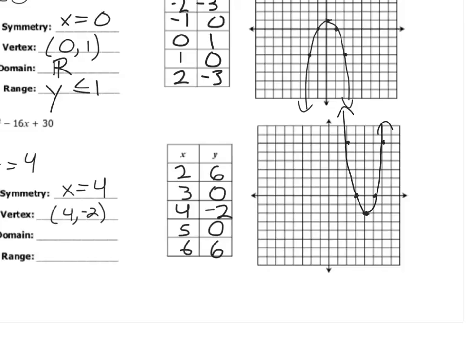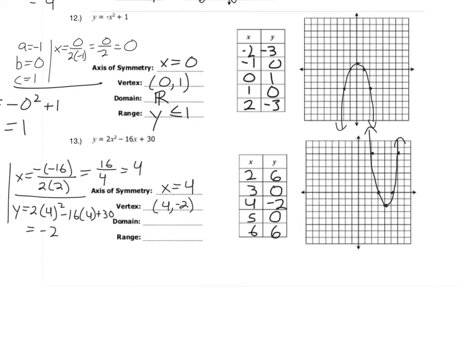And let's do the domain and range. The domain is going to be all real numbers. And for range, it's going to be y, then it's either going to be greater than or equal to or less than or equal to the y value of the vertex, negative 2, and this parabola is pointing up, so it's going to be greater than or equal to negative 2.